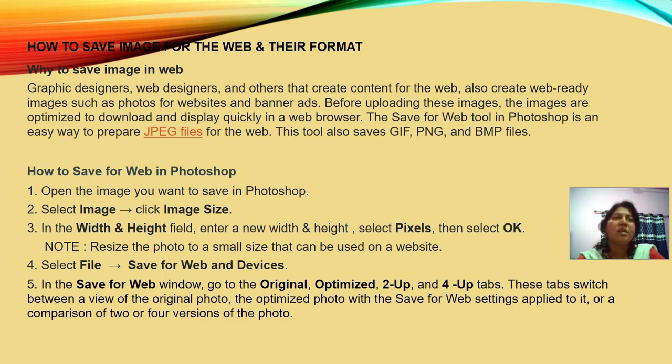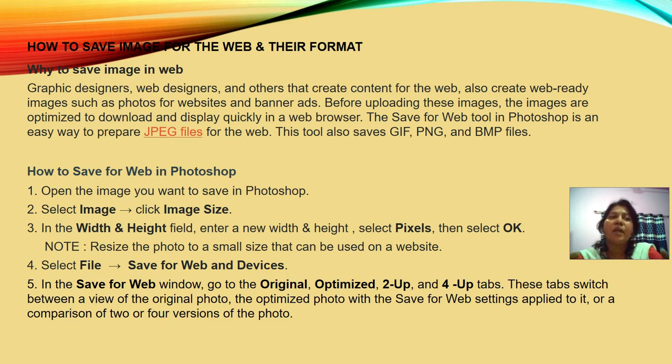So see, open the image you want to save in Photoshop. Then select the image, click on Image Size because you have to specify the size. Then it shows you the width and height fields where you have to enter the width and height. Select pixels, then select the OK option. So remember it, resize the photo to a small size that can be used on a website.